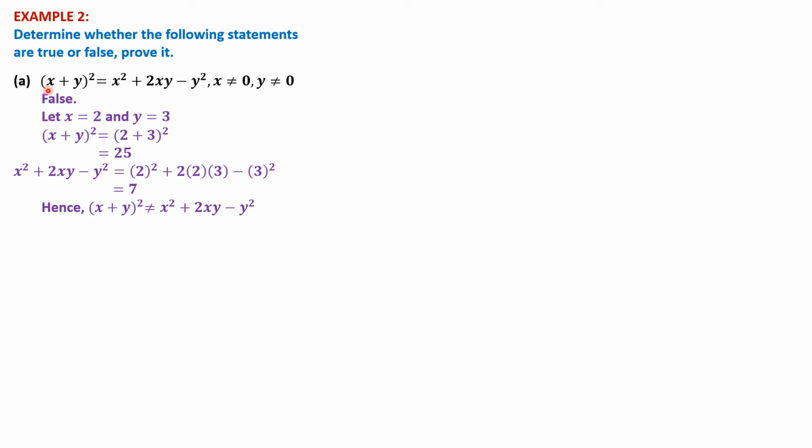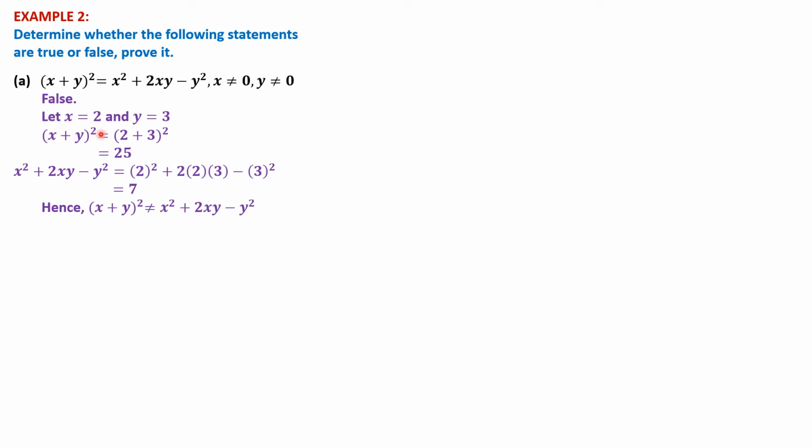For A, (x plus y) to the power of 2 equal to x squared plus 2xy minus y squared, where x is not equal to 0, y is not equal to 0. How do we know whether the statement on the left hand side is equal to the statement on the right hand side or not? We can substitute numbers inside. You can choose any number. Besides number 2 and number 3, okay, I choose 2 and 3.